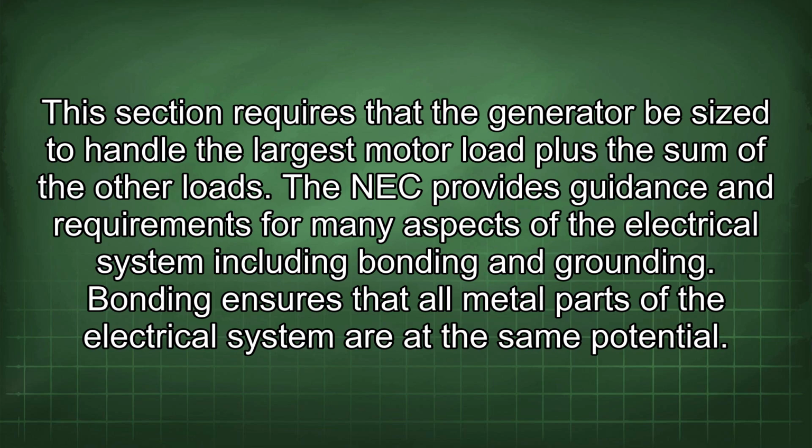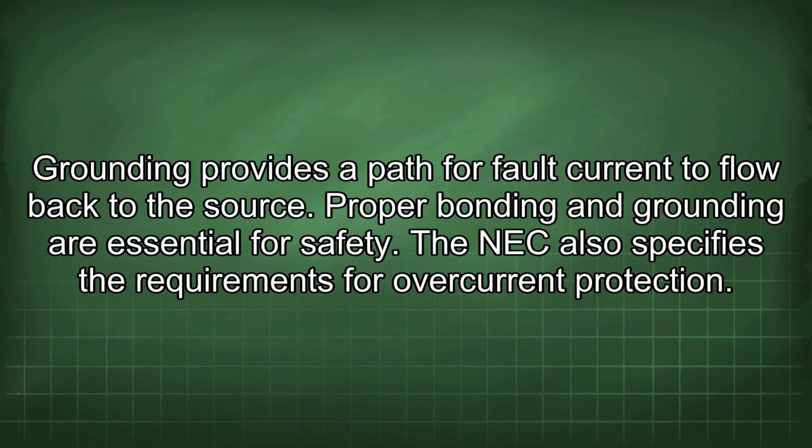Bonding ensures that all metal parts of the electrical system are at the same potential. Grounding provides a path for fault current to flow back to the source. Proper bonding and grounding are essential for safety. The NEC also specifies the requirements for overcurrent protection.